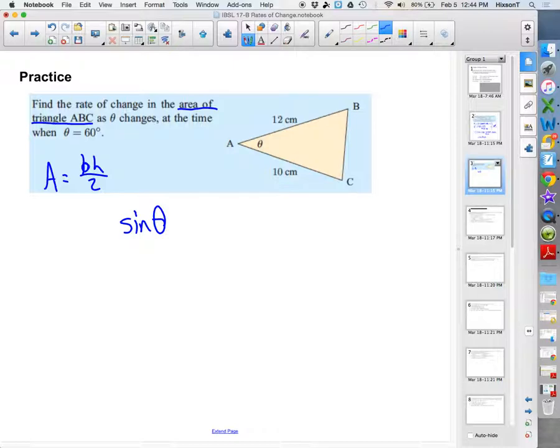Remember, if you had side angle side, it was 1/2 times the length of one side times the length of the other side times the sine of the angle in between. Okay? So 1/2 times 12 times 10 times the sine of theta.